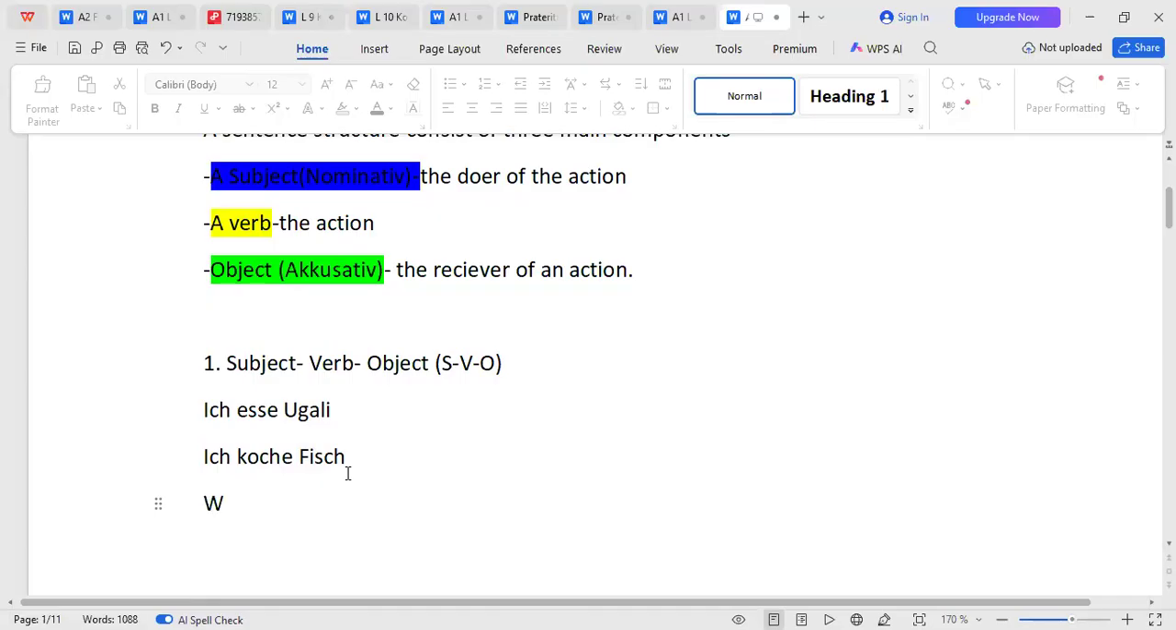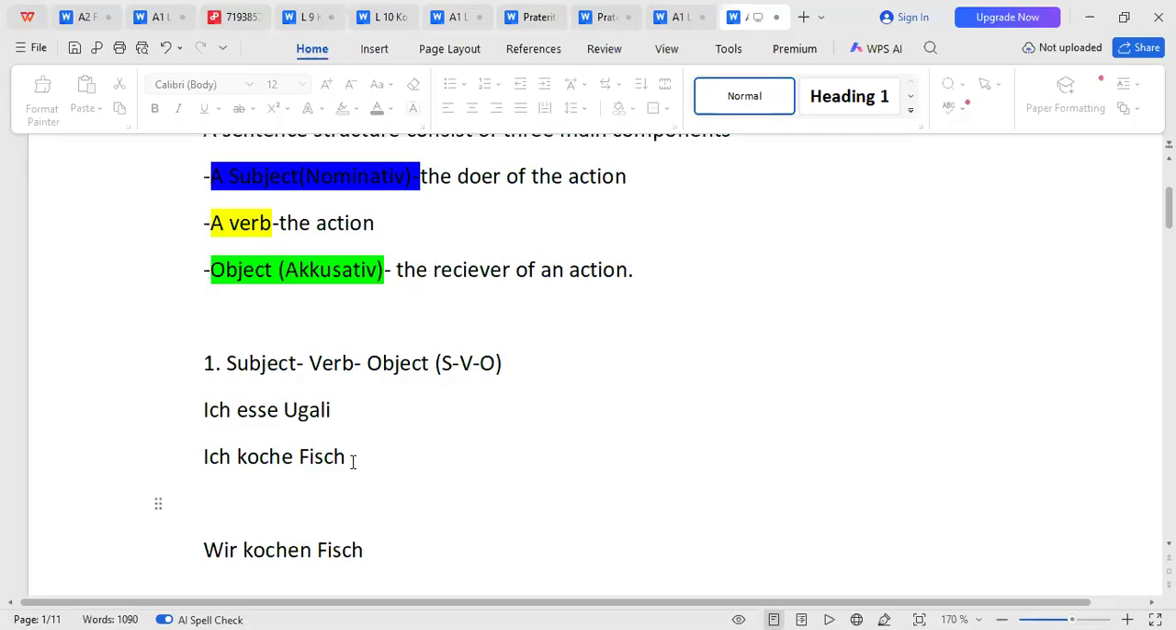Now, the subject will guide you on the conjugation. So the verb is kochen. So if you're saying wir, just say wir kochen. We are cooking. Wir kochen fish. Depends on the subject. You are cooking fish. You cook fish or you are cooking.